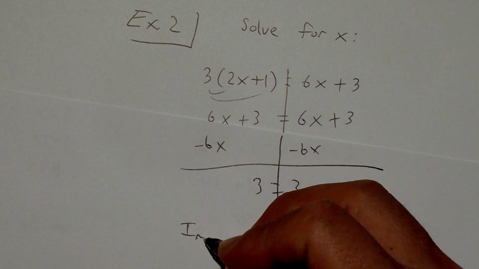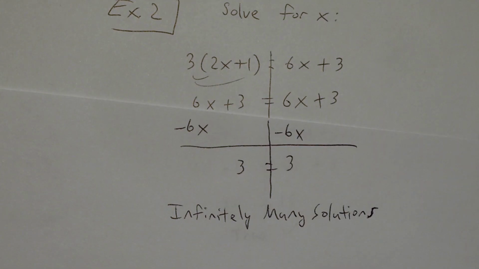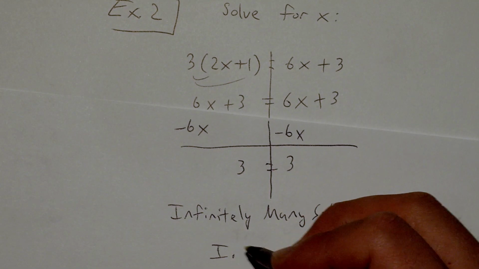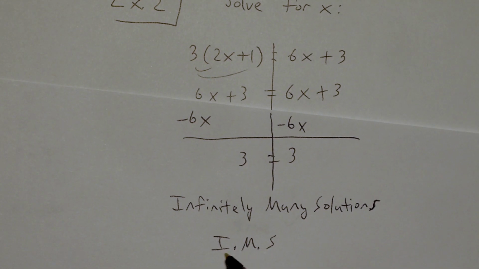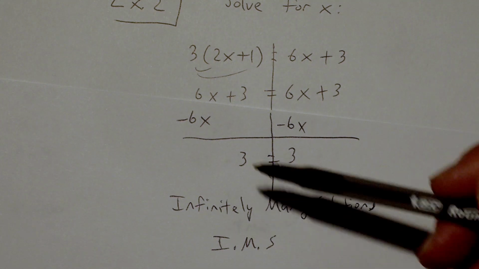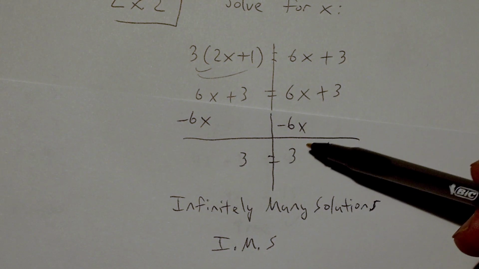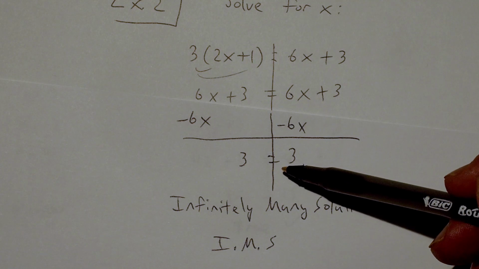And so we write that: infinitely many solutions. Some people put IMS. But that's what it means to have infinitely many solutions. Every value of x that we were to plug back in, they're going to work. We're going to be left with a true statement.